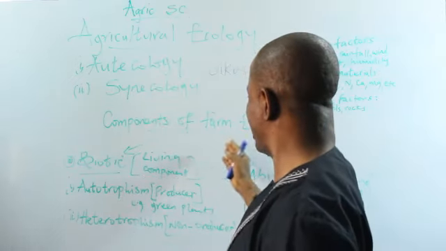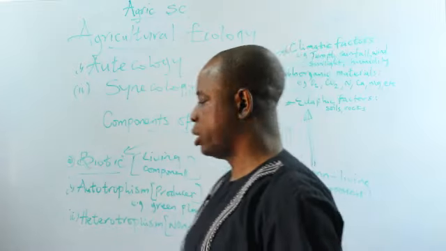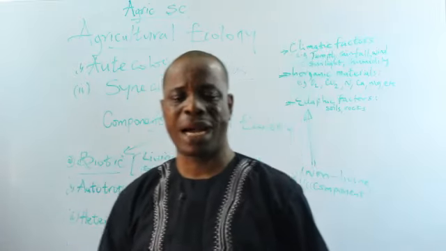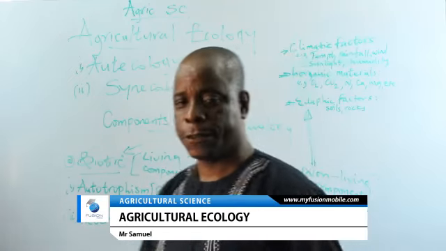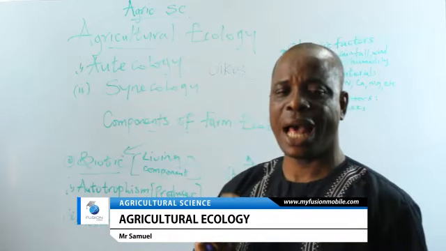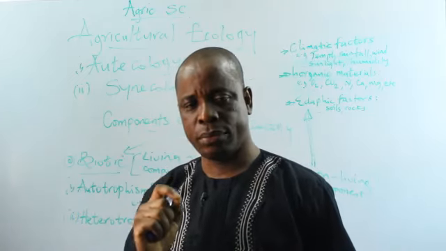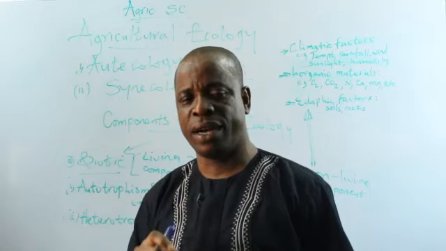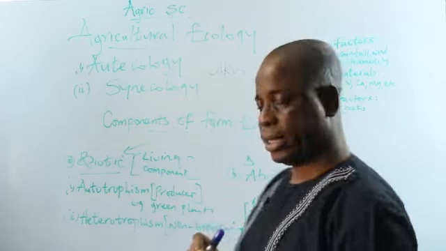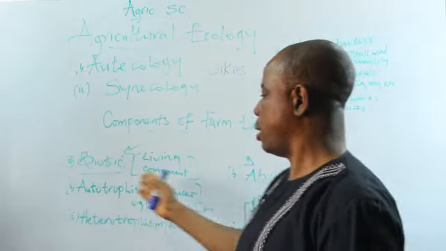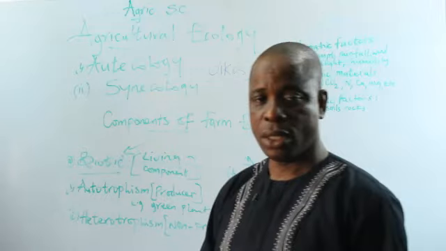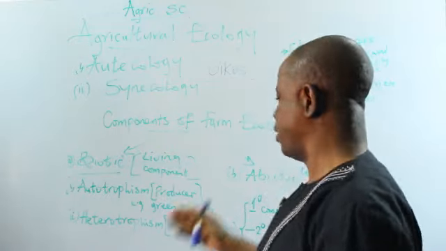Now, we want to look at the components of farm ecology. When we talk about a farm where we plant crops or where animals live or are reared or managed, we want to look at the ecology of such a place, the components of farm ecology. Farm ecology has two basic groups of components. You have the biotic component, then you have the abiotic component. The biotic component talks about the living components, while the abiotic component talks about the non-living components.